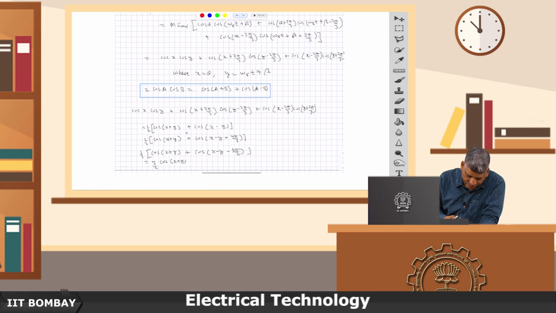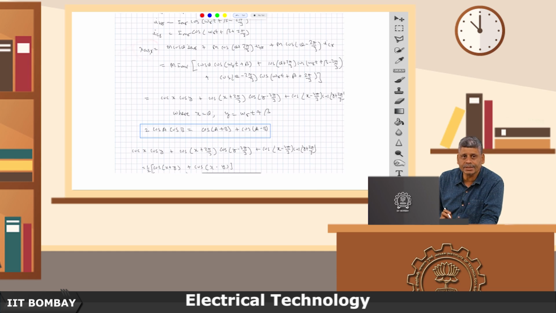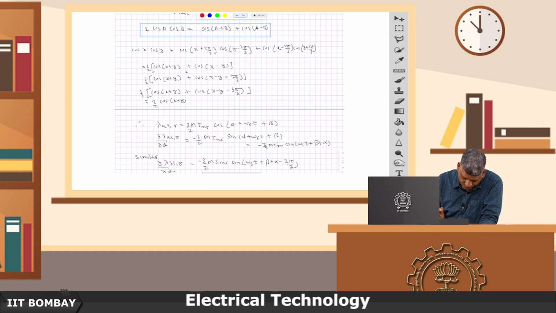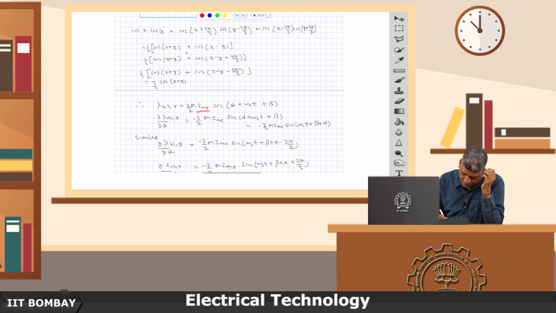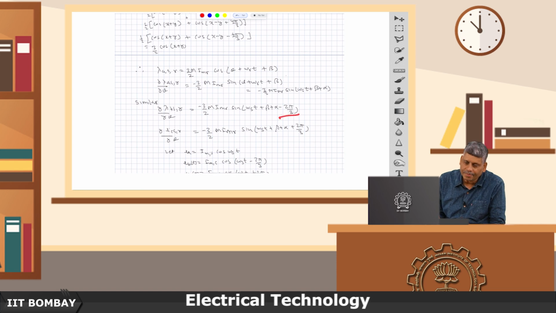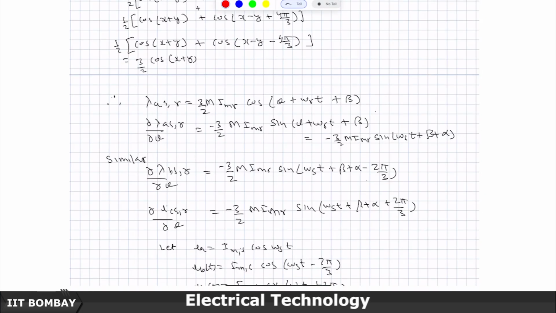So, you get the mutual flux linkage, the flux due to rotor currents in the A phase stator, given as 3 by 2 M I_mr, because M was common here already, and the current was I_mr cos of (theta plus omega_r t plus beta), and then by similarity I can write the others by subtracting 2 pi by 3.